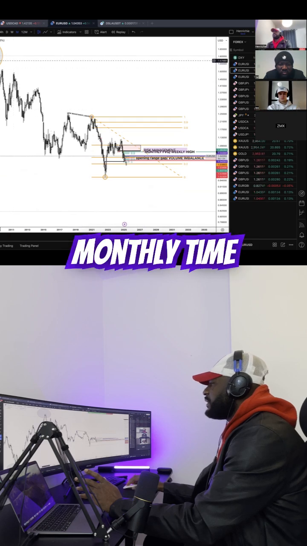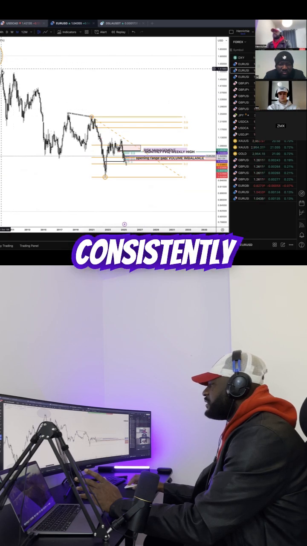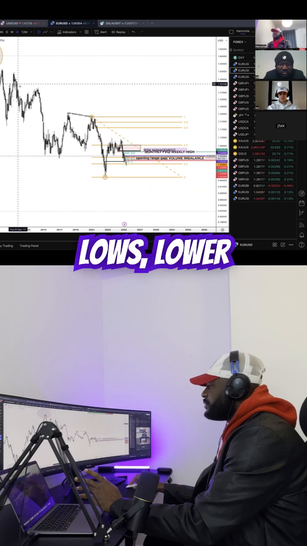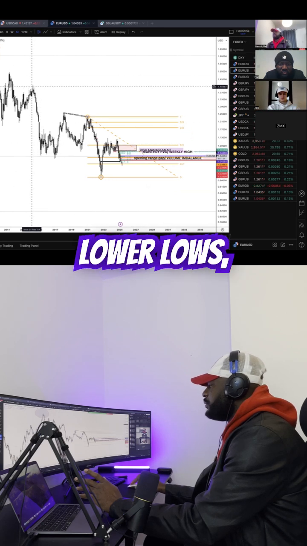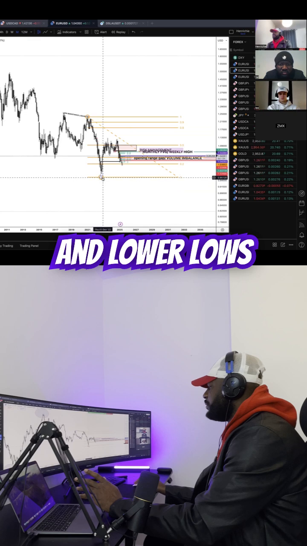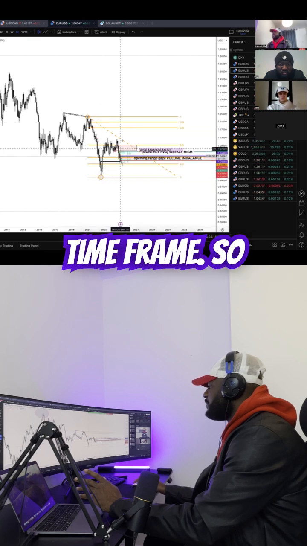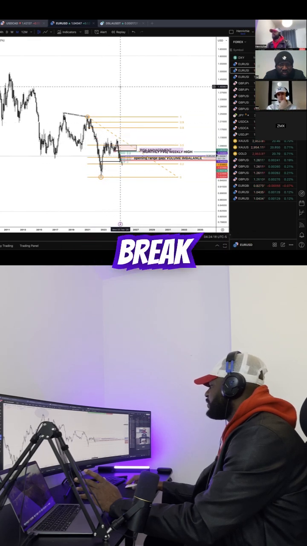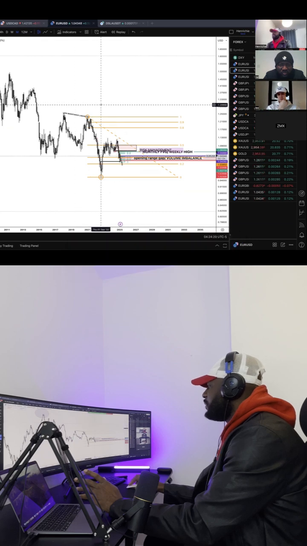Now, despite the fact that the 12-month time frame is bullish, if we go to the monthly time frame, you can see that the monthly time frame right here has consistently been creating lower highs and lower lows, lower highs and lower lows, lower highs and lower lows. So there hasn't been any significant break of structure on the monthly.